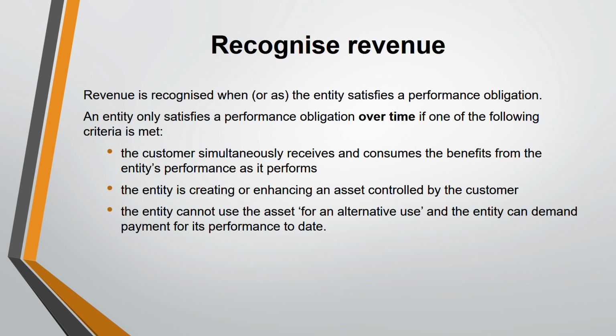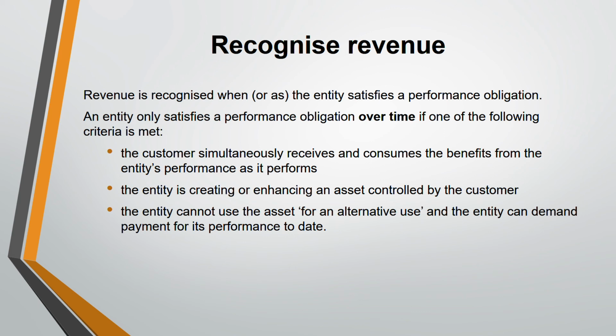One example is construction of a building. You have promised to build a building for a customer. Construction of a building is a good example because it is usually performed over a period of time, 3-4 years. Let's say 4 years is taken. During these 4 years you are constructing a building for a customer, customized according to him. Now you cannot use this building for some alternative use.